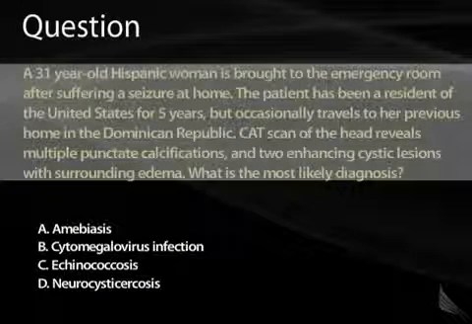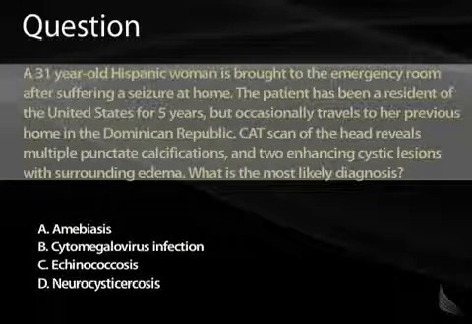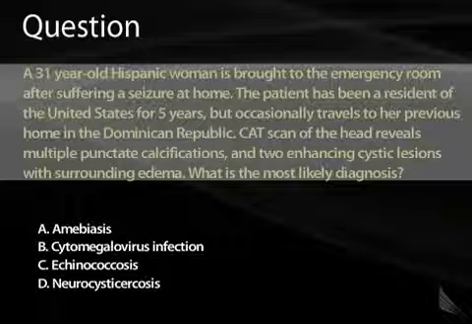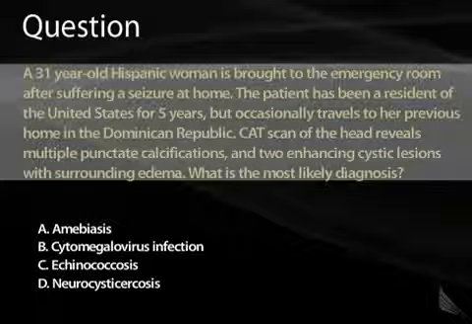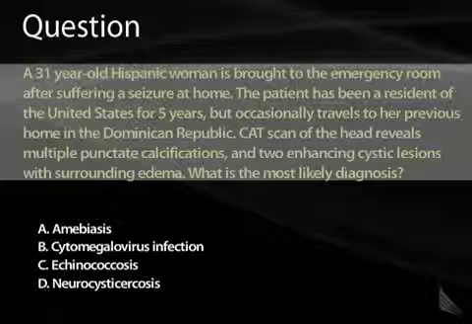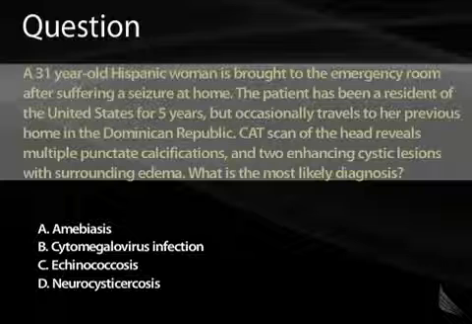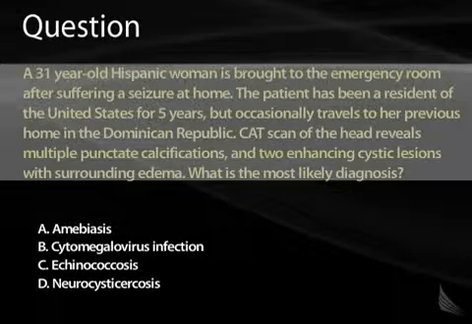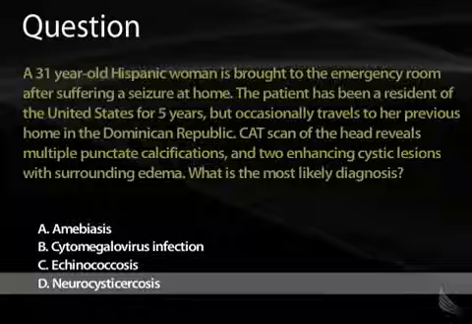Question. A 31-year-old Hispanic woman is brought to the emergency room after suffering a seizure at home. The patient has been a resident of the United States for 5 years, but occasionally travels to her previous home in the DR. CAT scan of the head reveals multiple punctate calcifications and 2 enhancing cystic lesions with surrounding edema. What's the most likely diagnosis? So this is somebody who's otherwise healthy. If you've got a ring-enhancing lesion in an HIV patient, that's a different animal. But if you have a healthy person with exposure to where the parasites are in the Dominican Republic, with ring-enhancing lesions and calcifications, you think of neurocysticercosis.